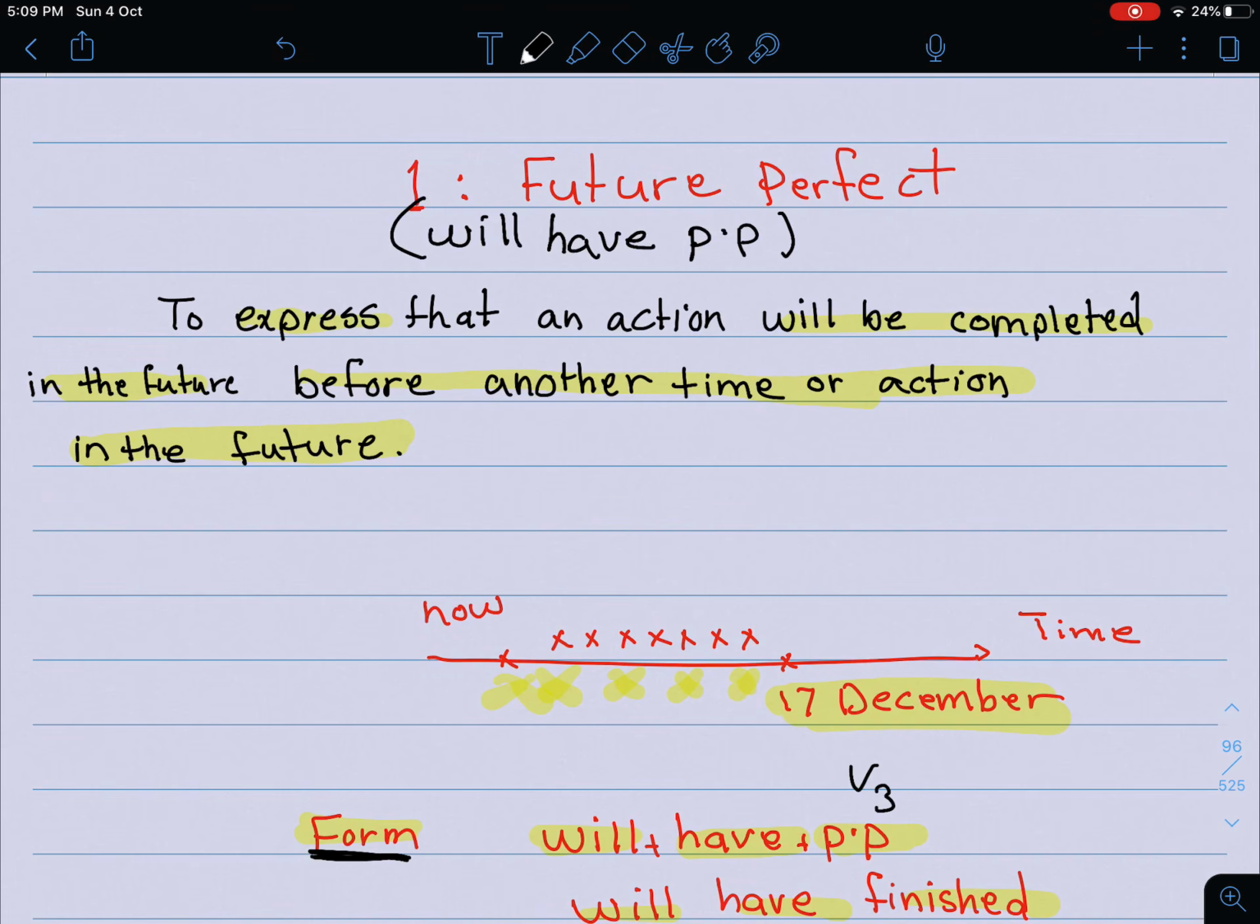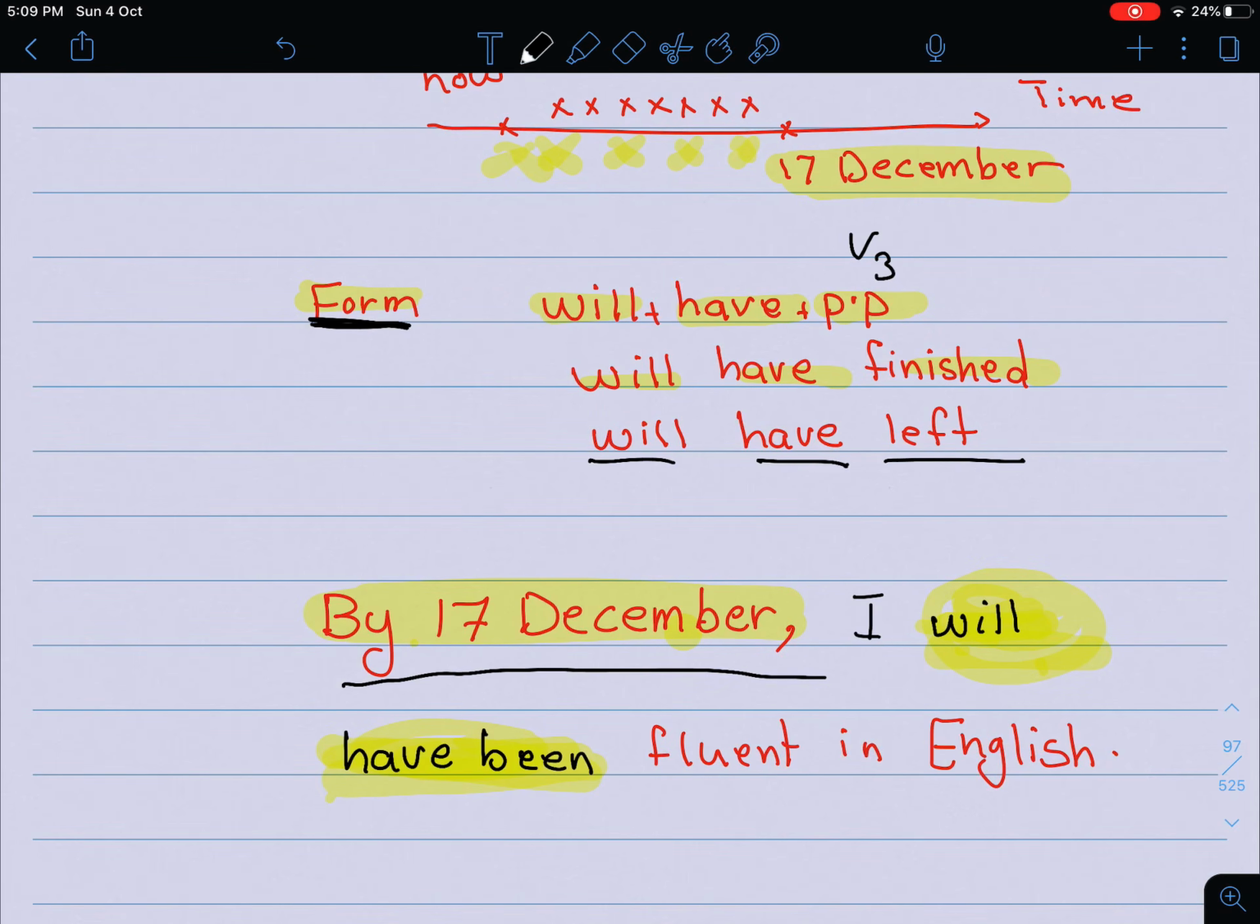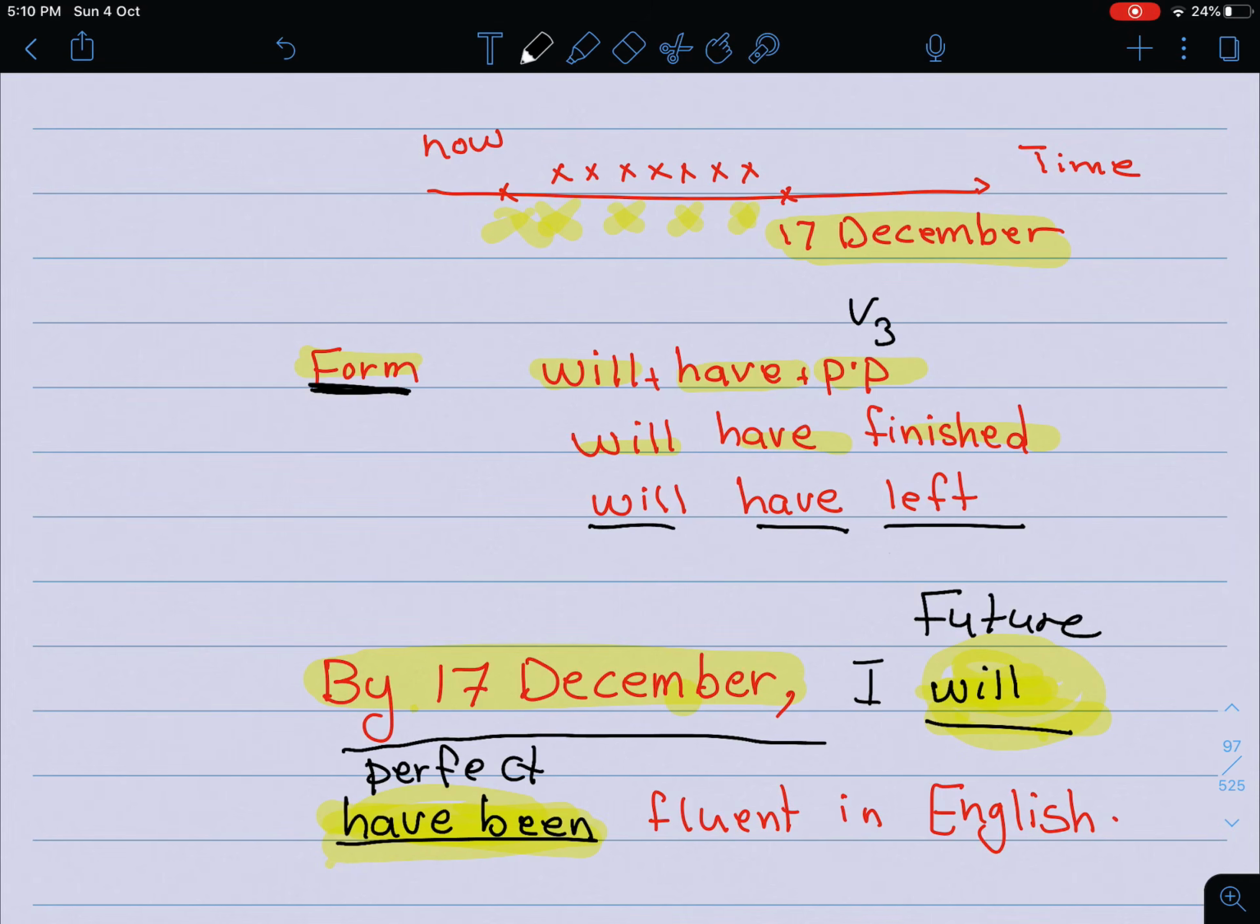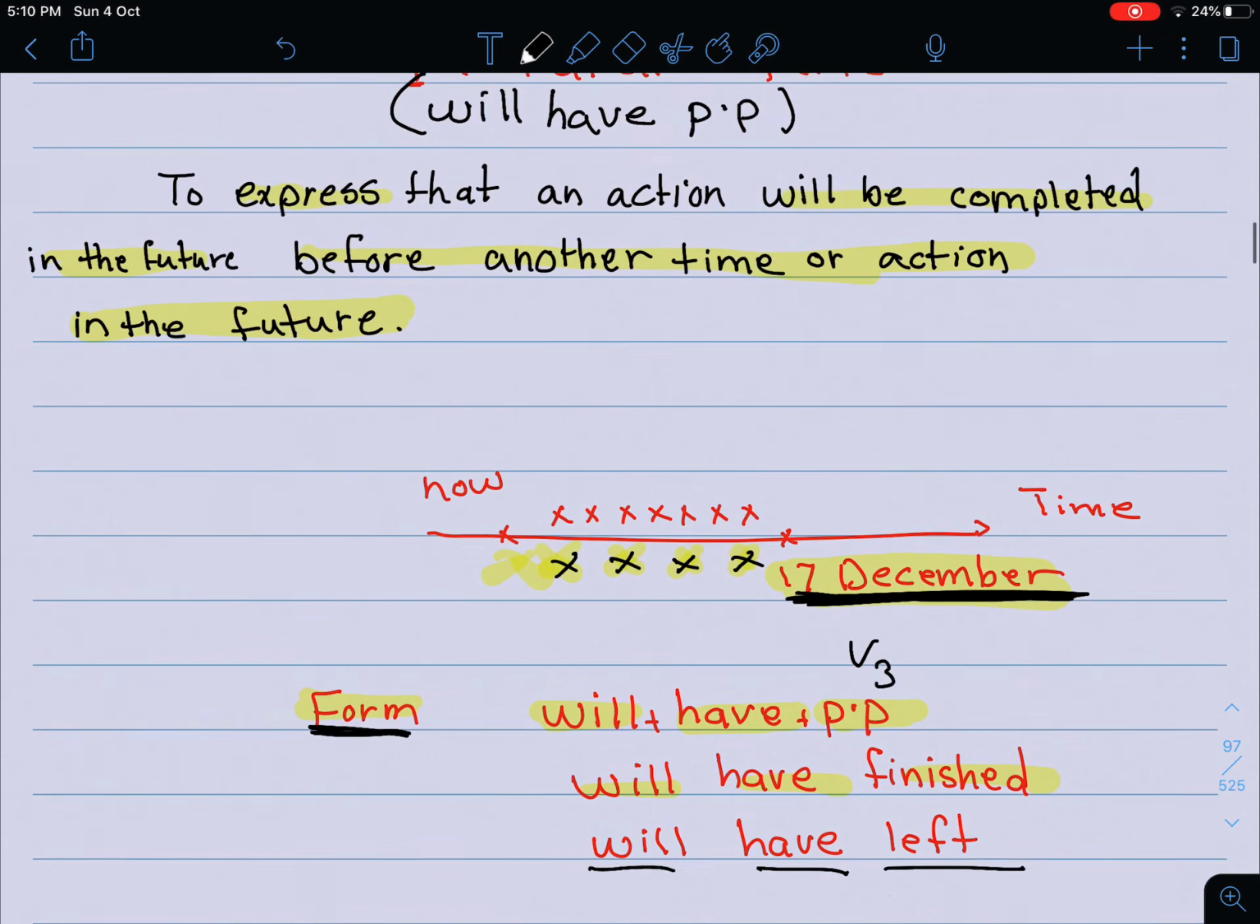To express that an action will be completed in the future before another time or an action in the future. So by the 17th of December, I will have been fluent in English. Will have been, this is what I call the future perfect, okay, and it will be completed before another time in the future. راح يكتمل قبل حدث أو زمن في المستقبل. So any time from now to the 17th of December بإذن الله راح أكون طبعا fluent in English, okay? So this is what we mean by the future perfect, okay?